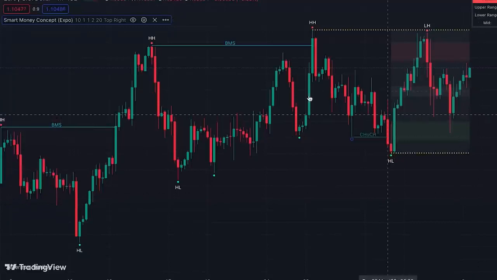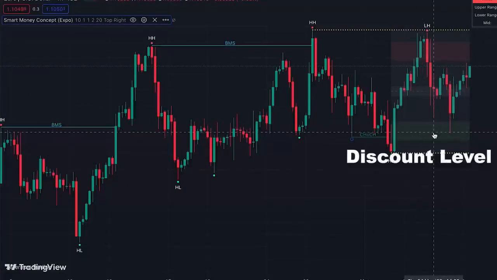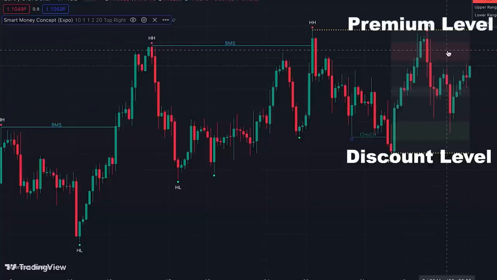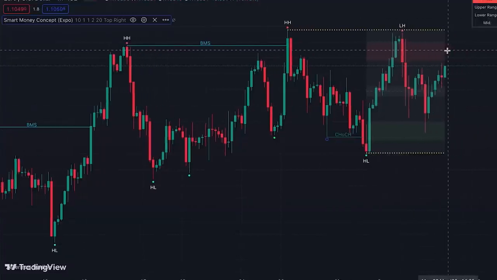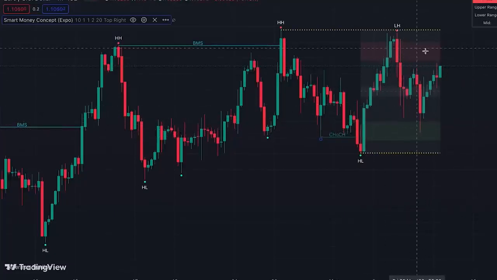As you can see, this indicator is also perfectly showing us the current range by the help of these yellow lines, and also premium and discount areas within this range, where the green area is the discount area, or in other words demand zone, and the red area is the premium area, or in other words supply zone. When the range is well developed, they can provide trading opportunities by buying at discount and selling at premium.